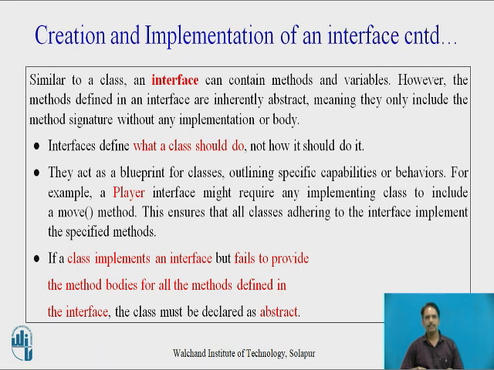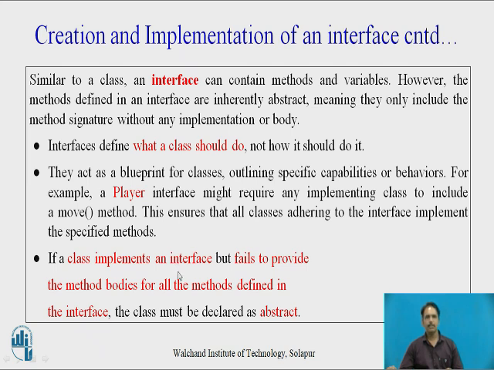These interfaces in Java or in the object oriented paradigm act as a blueprint for classes, outlining specific capabilities or behaviors for a particular class. Let us take an example of player. Player is an interface that might require any implementing class to include a move method. Here the move method is a part of the player interface, giving a guideline to the implementing class that it has to include and implement the move method, which ensures that all the classes adhering to the interface implement the specified methods.